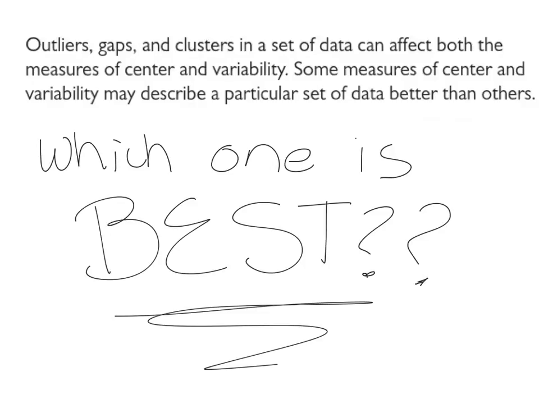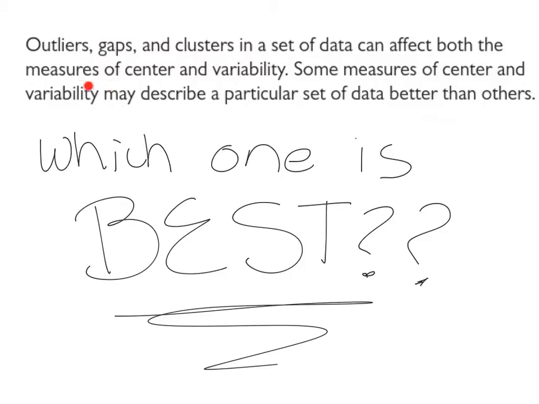So first of all, I want you to think about a data set, and when we talk about measures of center, that's mean, median, and mode. And when we talk about variability, that's range, interquartile range, okay? Sometimes we have what are called outliers, which is when we have one number that's way far away from all the rest of them. It's lying on the outside of the rest of the data. Sometimes there's gaps, and sometimes there's clusters where there's lots of numbers really close together.